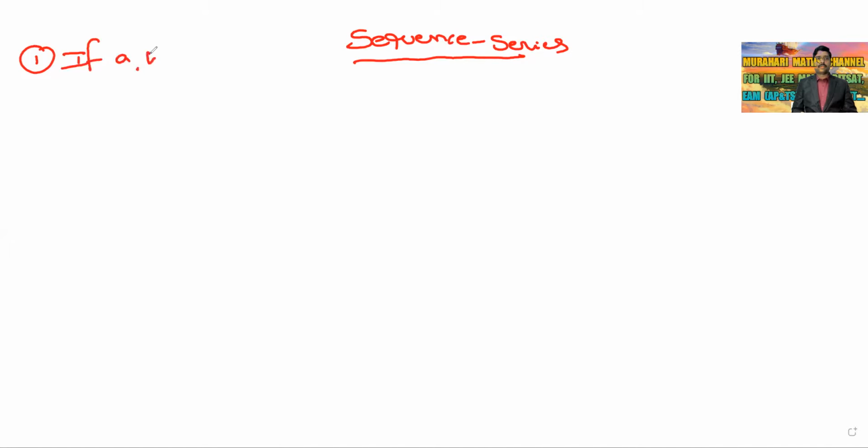Today I would like to explain sequence and series problems. Okay, now explain question number 1. If A, B, C are in harmonic progression and AB plus BC plus CA equal to 15, then we have to find CA.